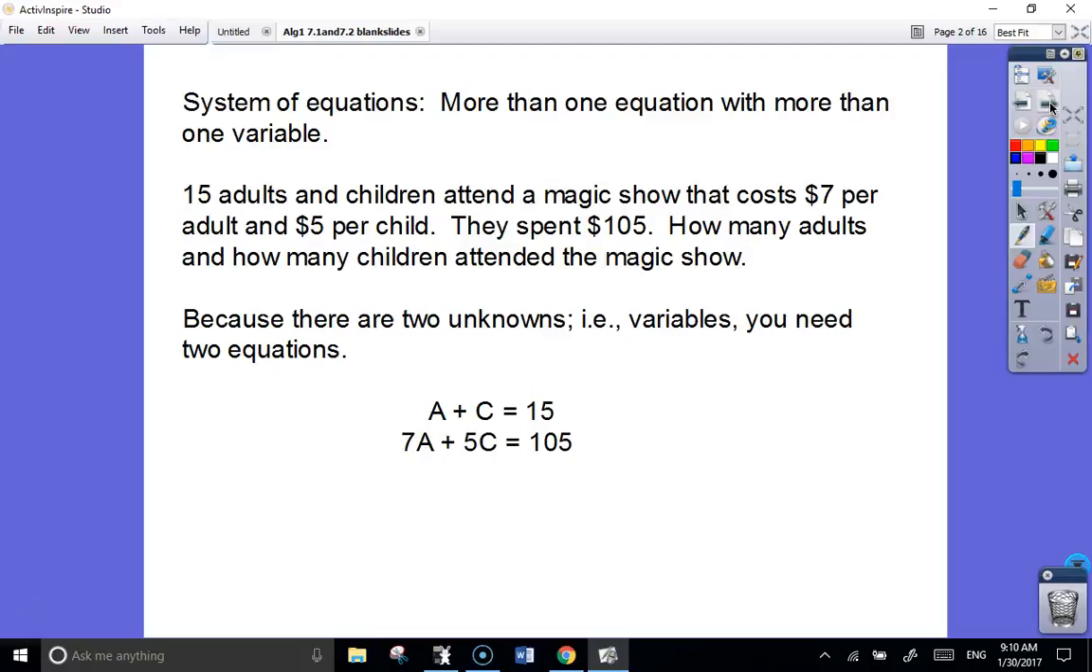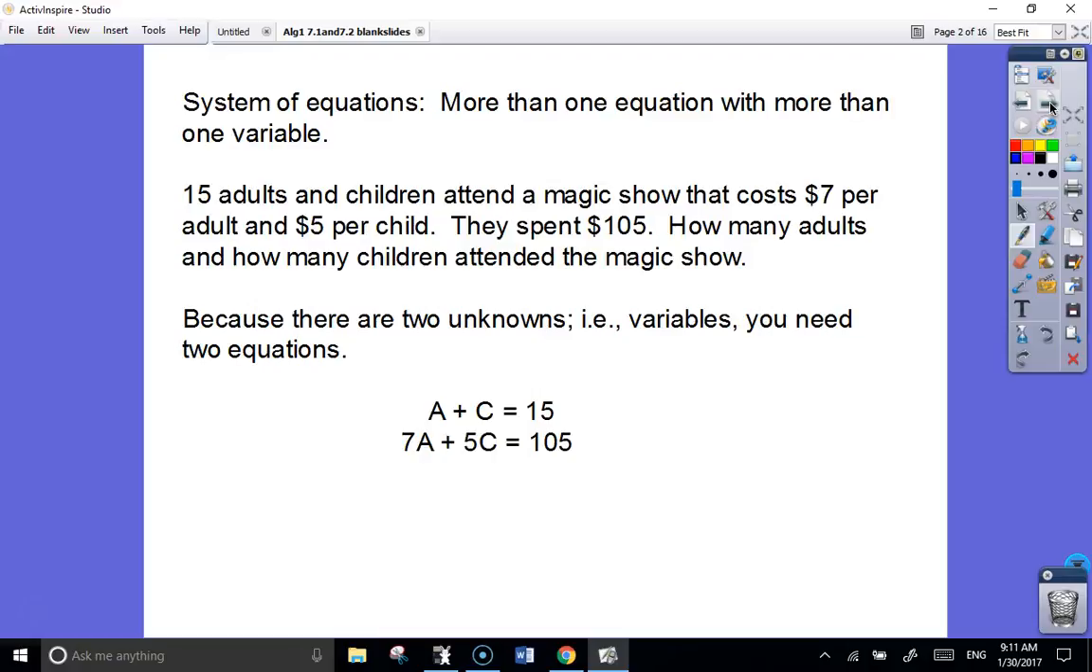But for example, 15 adults and children attend a magic show that costs $7 per adult and $5 per child. They spend $105. How many adults and how many children attended the show? So right away, there's 2 things you don't know. You don't know the number of adults, you don't know the number of children. So this means you can't just have one equation to solve for it. That's why we need a system of 2 equations to solve for 2 variables. That's generally the way it goes.